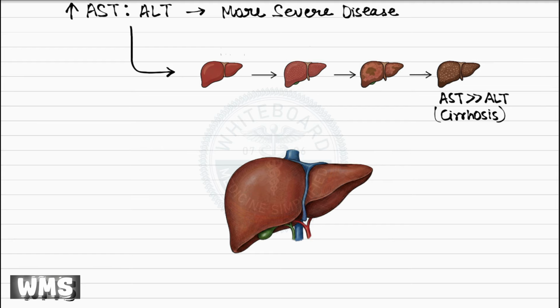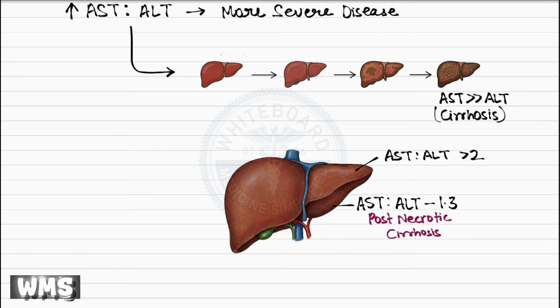In different disease states, the AST to ALT ratio follows characteristic patterns. For example, it is around 1.3 in post-necrotic cirrhosis. However, one of the most important and classic findings is that an AST to ALT ratio greater than 2 is strongly suggestive of alcoholic hepatitis. This ratio can also help differentiate conditions.